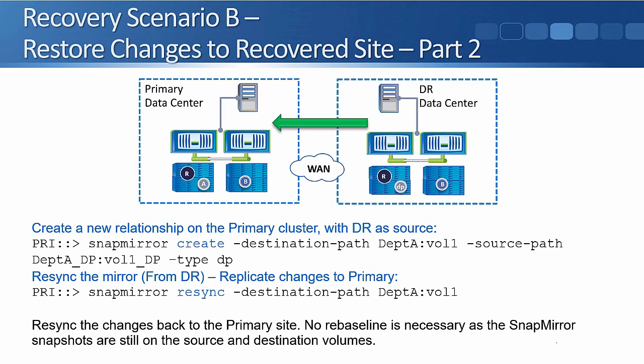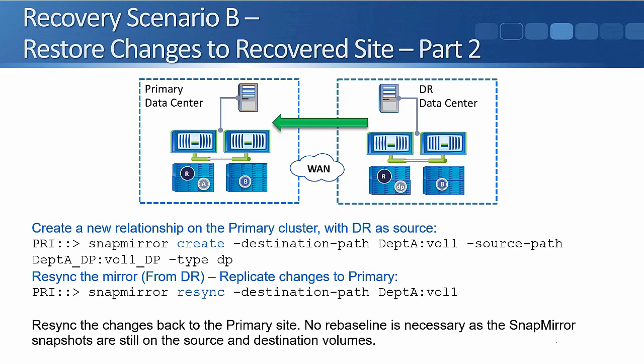The primary data center is going to be the new destination now, so these commands are done on the primary data center. So on there we do a SnapMirror create. The destination path is now going to be Department A Vol 1 in the primary site. The source path is going to be Department A DP Volume 1 DP on the DR site. And we say type DP again.